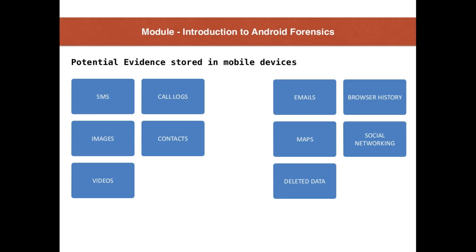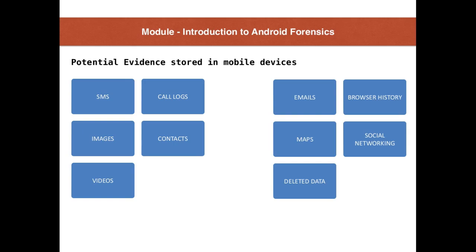This is the potential evidence that is stored in mobile devices. It could be Android, iOS, Windows, BlackBerry, or any other device for that matter. This is the potential evidence that any examiner looks for: SMS, call logs, contacts, images, videos, emails, browser history, social networking, maps, deleted data, etc. When performing mobile forensics, especially Android forensics, there are many tools available to extract all this information from your device, like Oxygen Forensics, MobileEdit, and a couple of other tools.